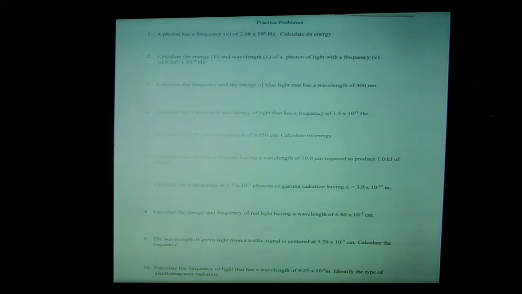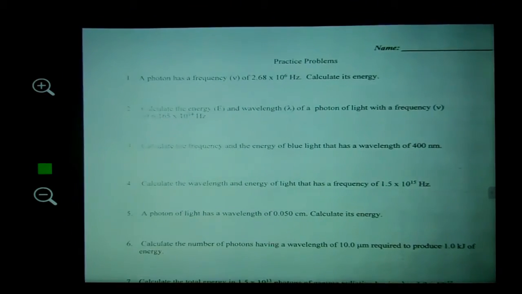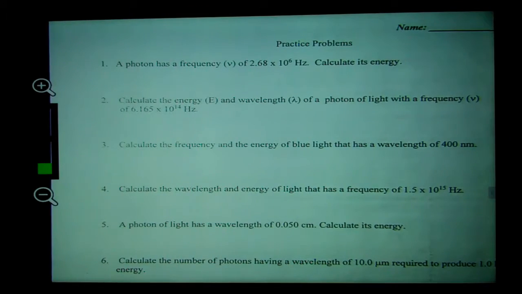As you can tell, I like things that are point blank, straight up. Yeah, we're probably going to use some light. The light was bright. See, I like things that are point blank. Like a photon has a frequency of 2.68 times 10 to the 6 hertz, calculated energy. That's point blank. So this is what we're going to do.